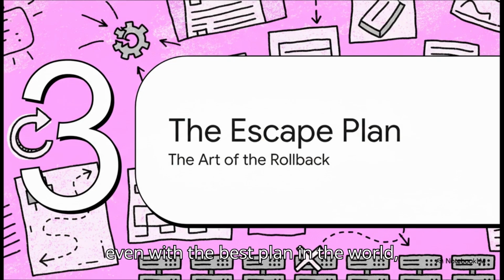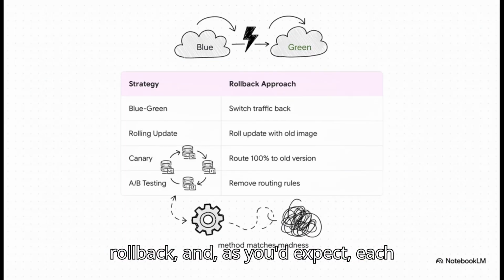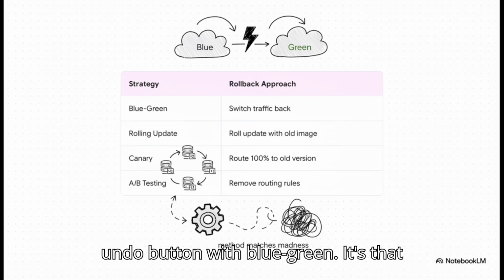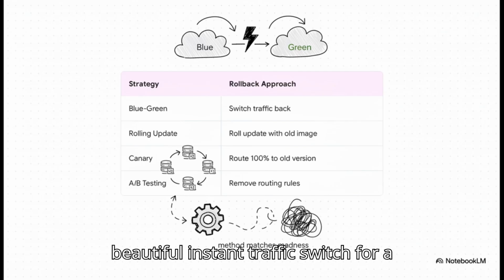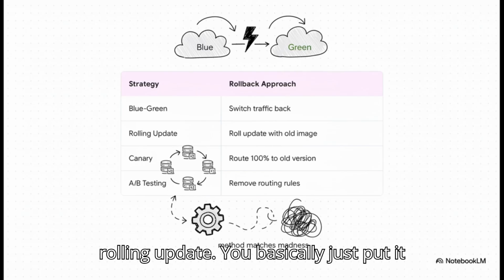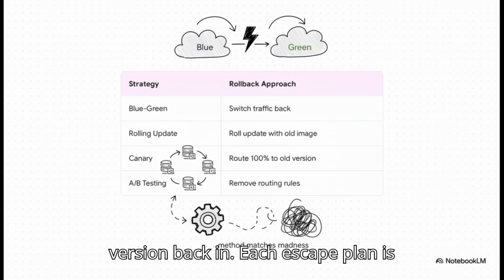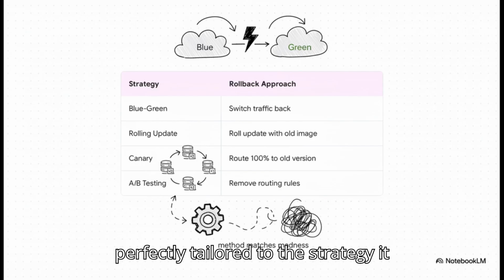But look, even with the best plan in the world, things can and do go wrong. So a huge part of any deployment strategy isn't just about moving forward, it's about knowing how to retreat. Let's talk about the escape plan, the art of the rollback. And as you'd expect, each strategy has its own way of hitting the undo button. With blue-green, it's that beautiful instant traffic switch. For a rolling update, you basically just put it in reverse and start rolling the old version back in. Each escape plan is perfectly tailored to the strategy it supports.